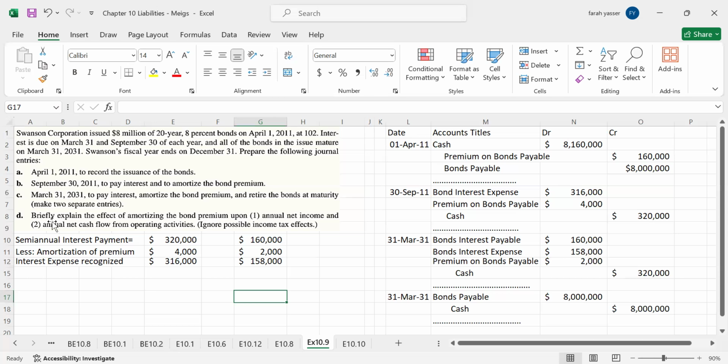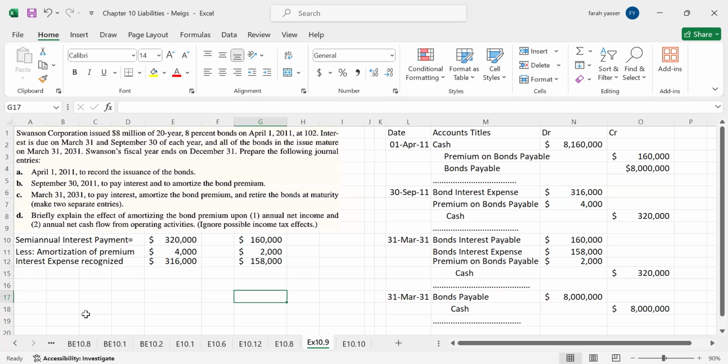And the second part is annual net cash flow from operating activities. So first of all, payment of bonds or issuance of bond is not an operating activity. So it does not affect any operating activities. And then amortization of premium is a non-cash entry, or it is a non-cash adjustment. So that's why the amortization of premium will not increase or decrease any cash flow from operating activities.